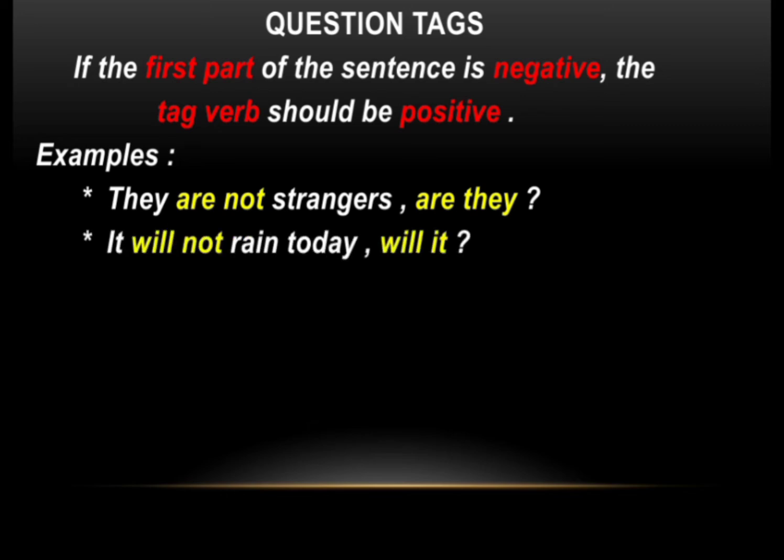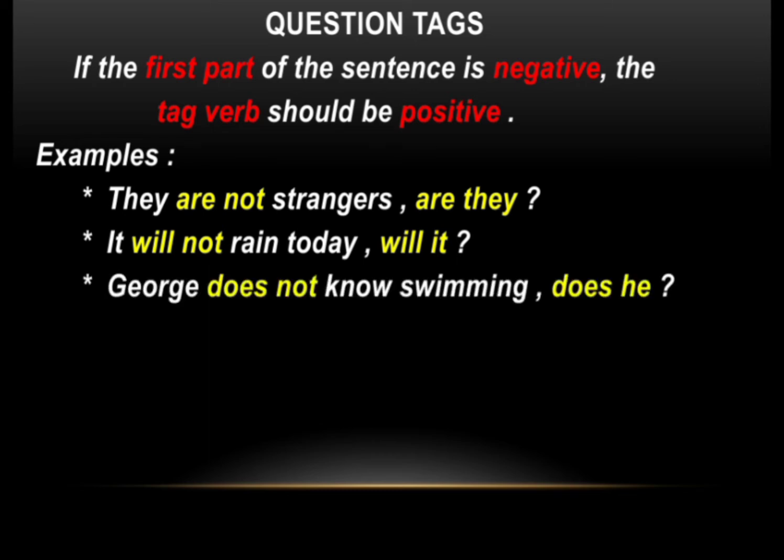It will not rain today. Will not is a negative one and the positive form of will not is will. The pronoun is it and so the tag is will it. George does not know swimming. Does not is a negative auxiliary verb and the positive is does. George is a male and hence the pronoun is he and the question tag is does he.